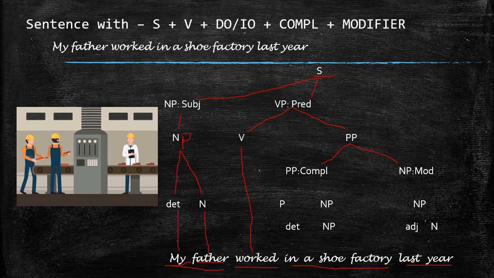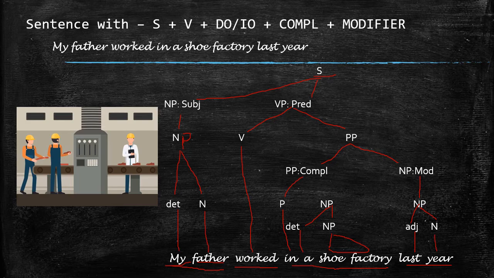Okay, and in PP as complement we have a preposition, that is "in", and in NP we have a determiner and we have an NP also. "Shoe factory" is an NP. We can make it like this. Then NP, adjective and noun. In NP as a modifier "last year", we can make a line into NP as a modifier. We have "last" and "year". "Last" is the adjective and "year" is a noun. So we make a line like this.